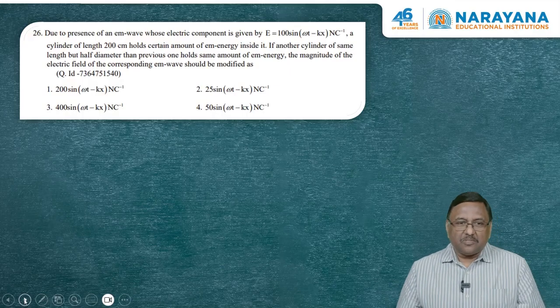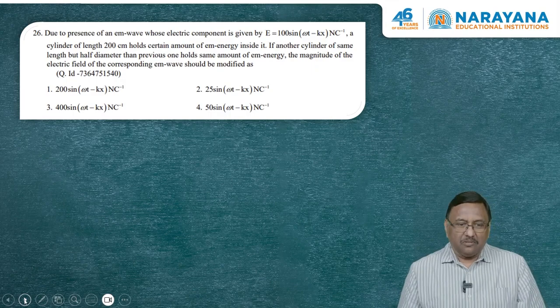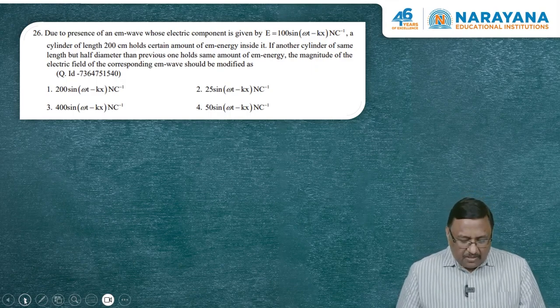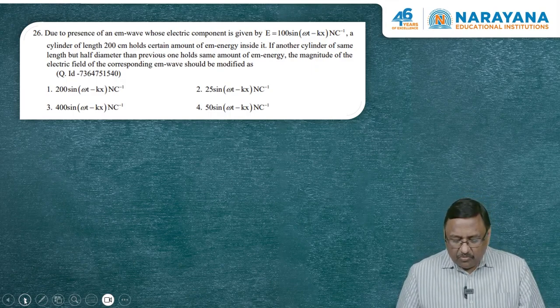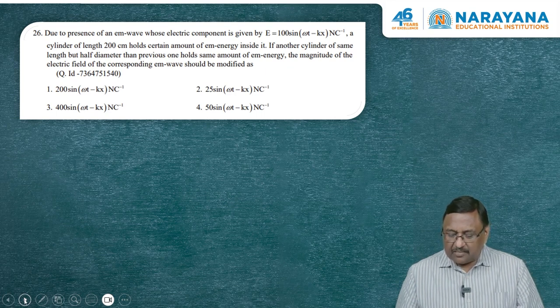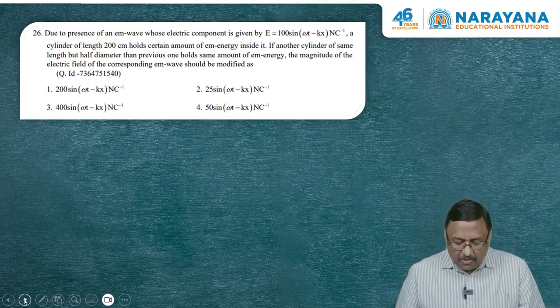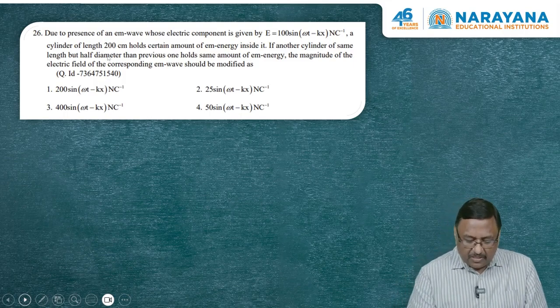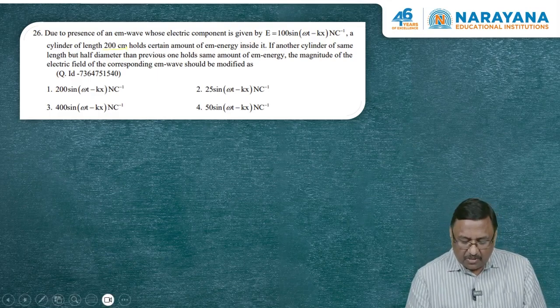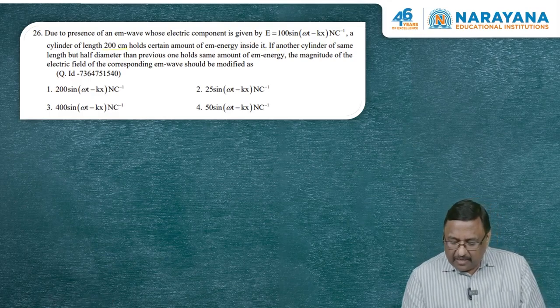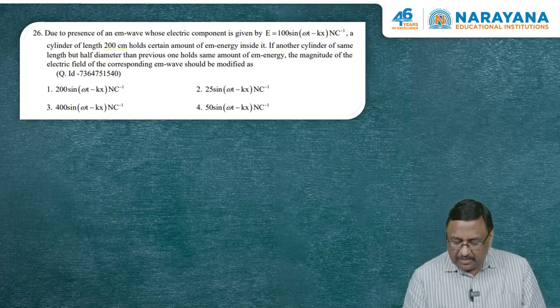So here comes the first question, that is the 26th question. It is due to the presence of an EM wave whose electric component is given by E equals 100 sin(omega t minus kx) Newton per coulomb. A cylinder of length 200 centimeter holds a certain amount of energy. The first thing is that the length is given to us, 200 centimeter. Inside it, a total amount of energy is given.